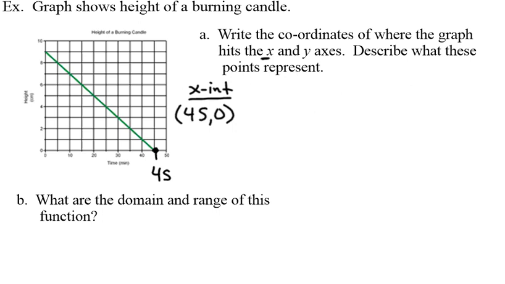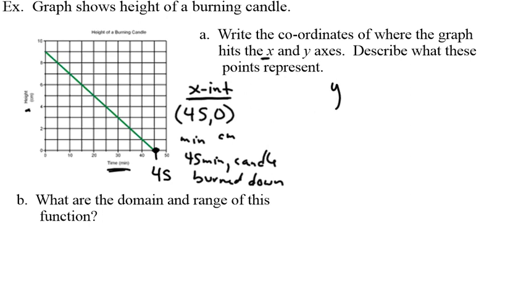Well, what does the x represent? It's minutes. What does the y represent? It's how long the candle is. So what does the x-intercept tell us? That after 45 minutes, the candle has burned down completely. The x-intercept has an important piece of information. It's where the candle is now completely burned.